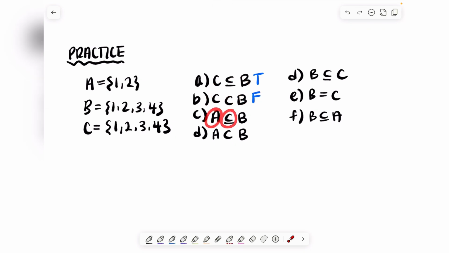Here we have A as a subset of B. Okay, so that means that all of the elements in A are supposed to be in B. Is that true? Well, set A has elements 1 and 2. Are these elements in set B? Well, yes, I see 1 here, 2 here. They are in set B, so therefore this is true.